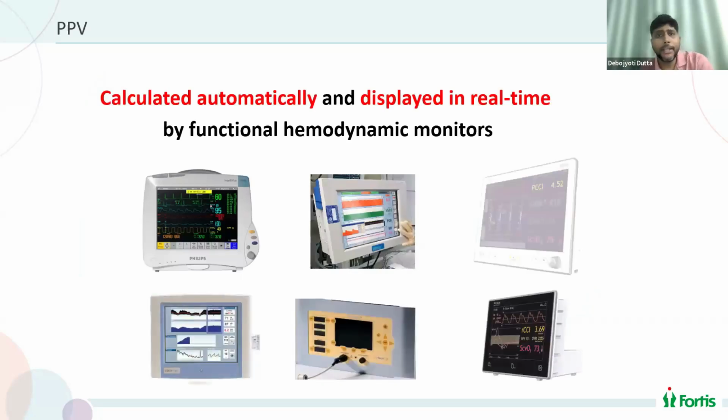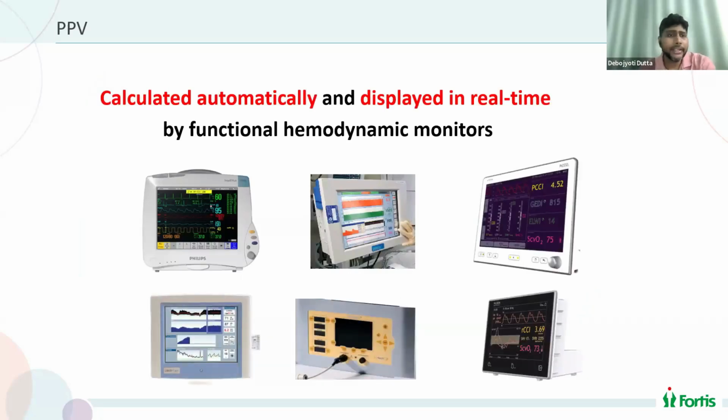So how can we measure this pulse pressure variation? Certain monitors, like the Philips IntelliVue that we have in our ICU, can give us the pulse pressure variation just by putting in an arterial line. Besides that, certain other machines, like FloTrac and advanced hemodynamic monitors like the EV1000, can also provide the pulse pressure variation in a continuous waveform manner.